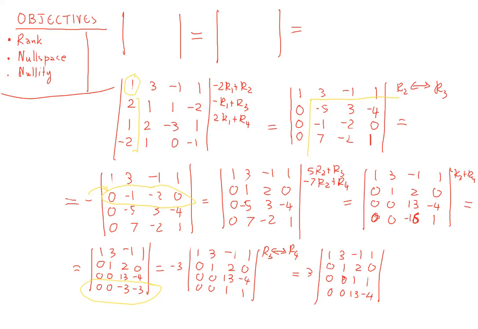And now what are you going to do? You're going to do negative 13 times row 3 plus row 4. And what are we going to get? We're going to get 3 times 1, 3, negative 1, 1, 0, 1, 2, 0, 0, 0, 1, 1, 0, 0, 0, and what else? Negative 13 minus 4, that is going to give us negative 17. Okay, what do you need to multiply now? You need to multiply the 4 diagonal entries. That is going to give you negative 17 times 3, which is going to give you negative 51. Did anybody get negative 51 here? Is this correct? Yeah?